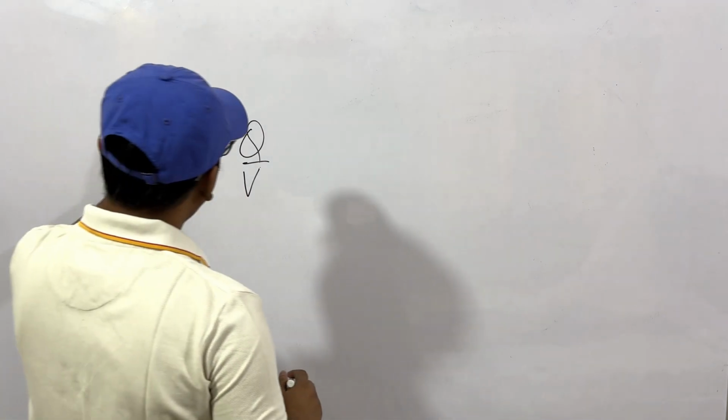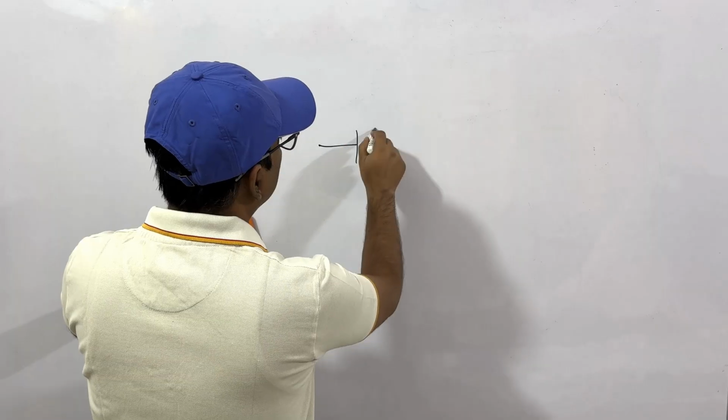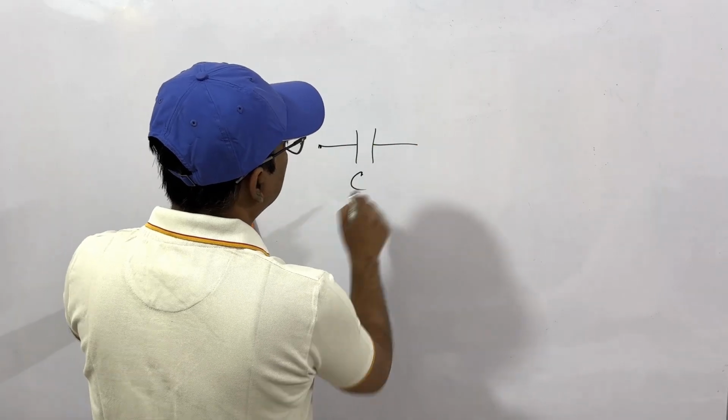C is Q by V. How do we denote it? We denote it by this parallel line. This is your capacitor.